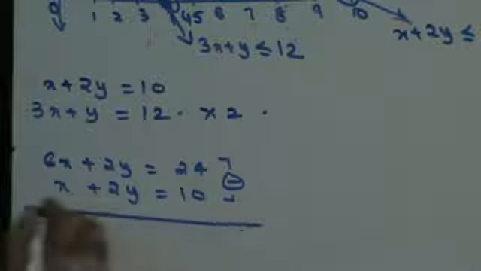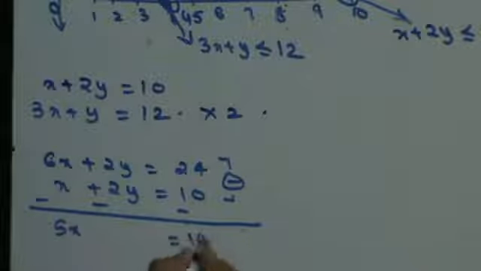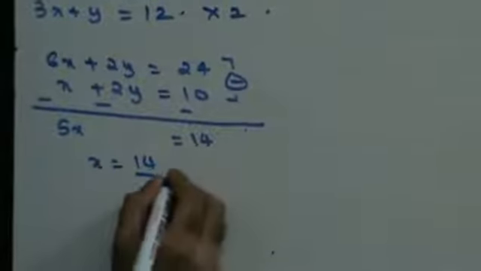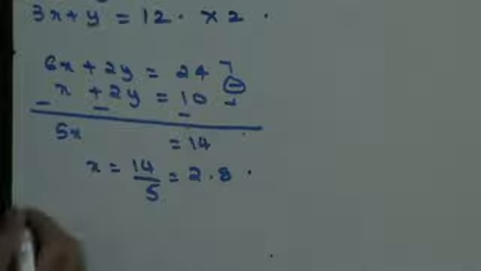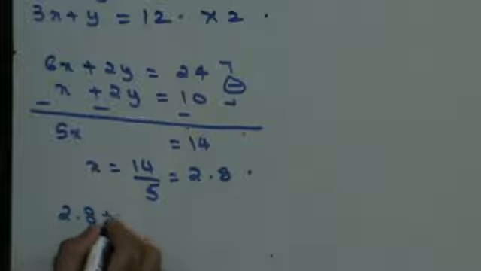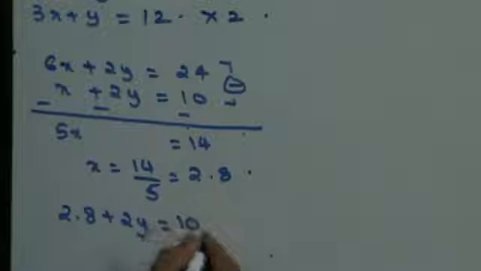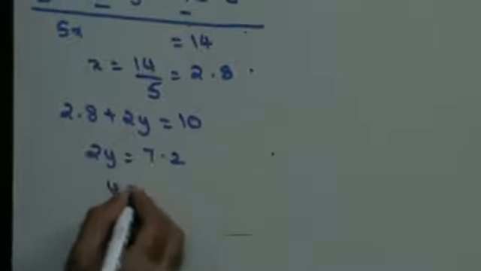If I subtract the two equations, all my signs will reverse. So I'll get 5x is equal to 14. So x is equal to 14 upon 5. 5 2s are 10, 8, 2.8. Once I get the value of x, substitute the value of x in any one of the equation. So I'll get 2.8 plus 2y is 10. So 2y is 7.2. Therefore y is 3.6.